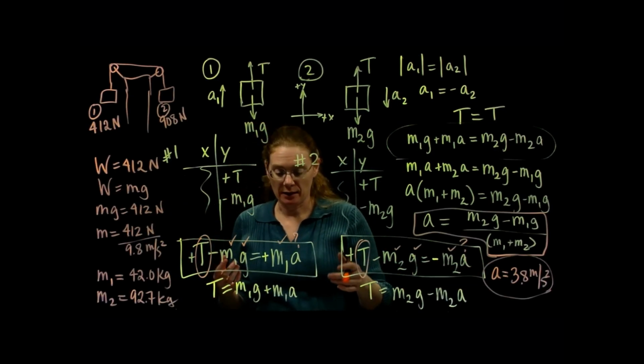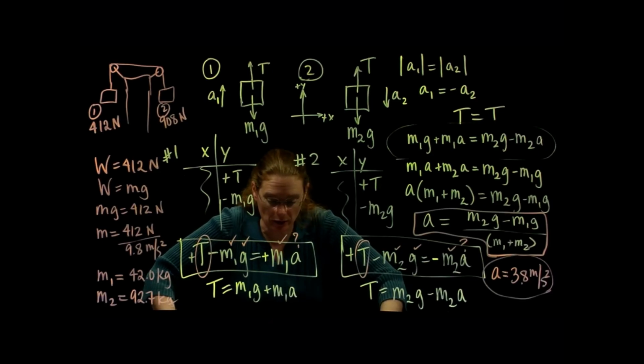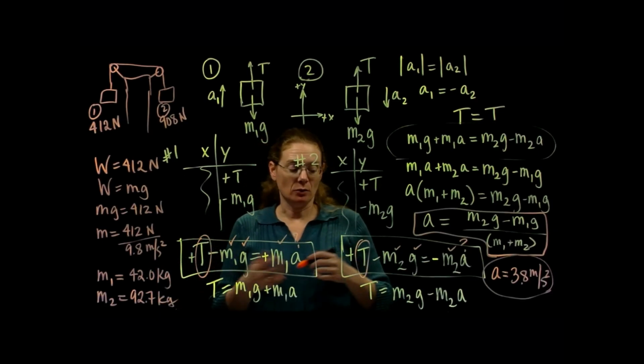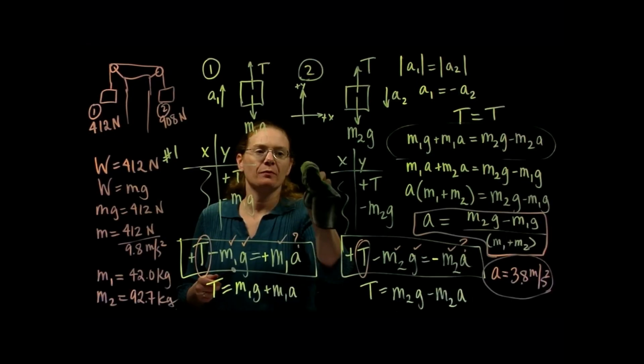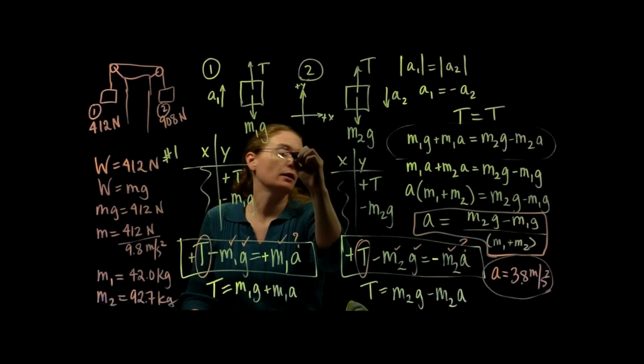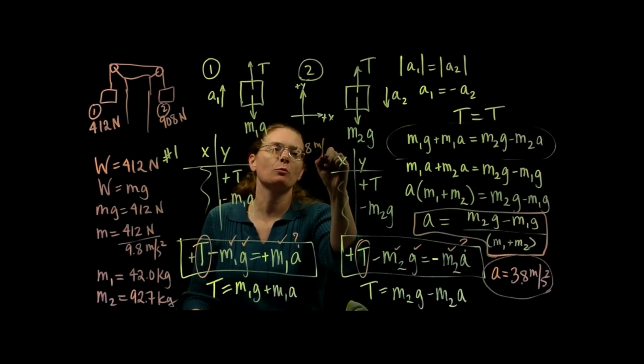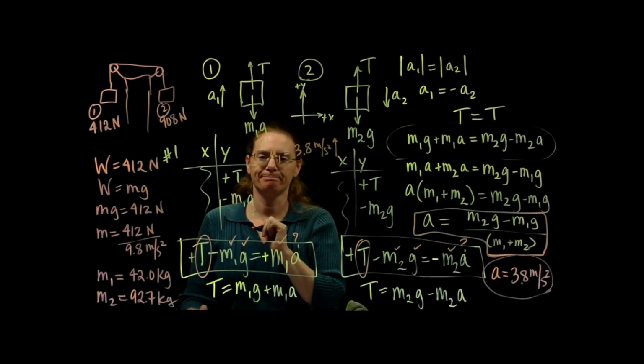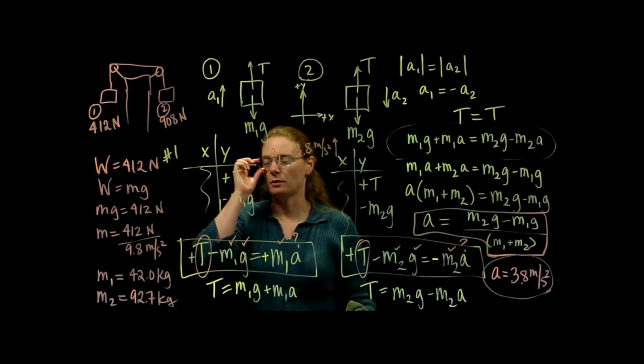And if I were to say, well, actually the question says, what is the acceleration of the lighter block? So to actually answer the question, the true answer is the acceleration of block 1 is 3.8 meters per second squared upward. That's the total answer for that part.